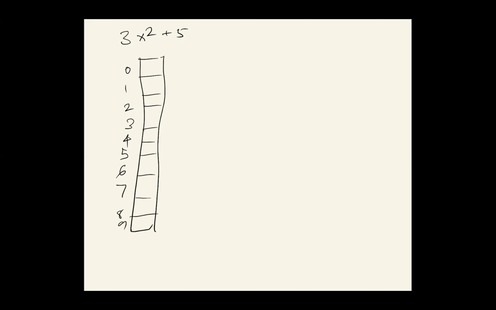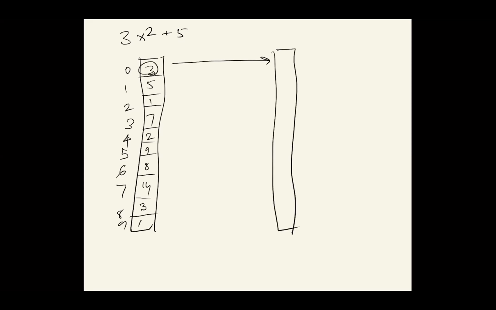So basically 10 values, and I want to calculate for all of them. So this is 3, 5, 1, 7, 2, 9, 14, 3, 1. When we calculate, we have to return an array value. Each value corresponds to an array value. So in this case, it will be 3 into 3 squared plus 5, which is equal to 27 plus 5, 32. So this is 32.